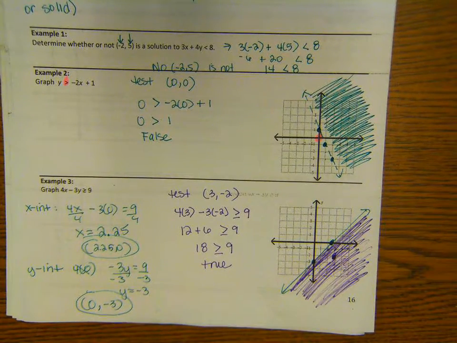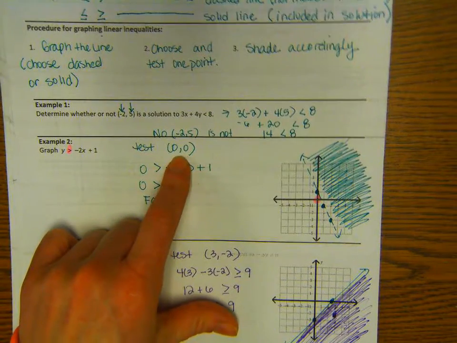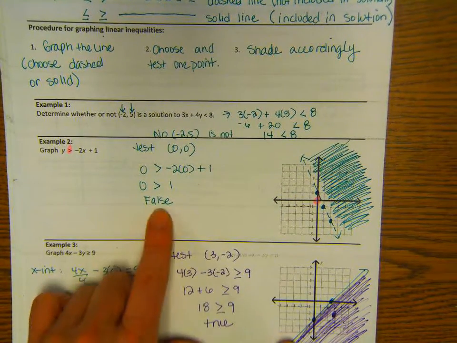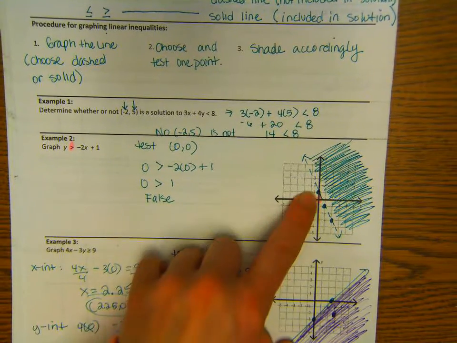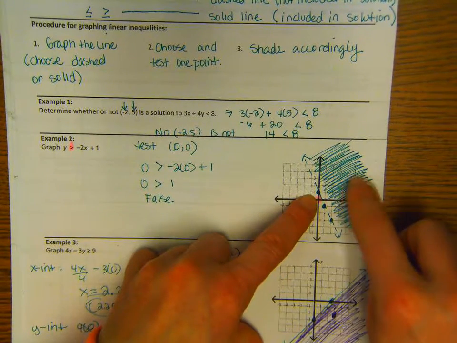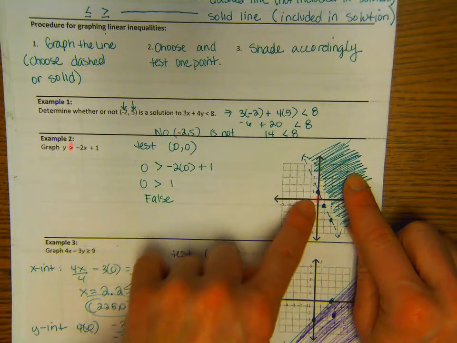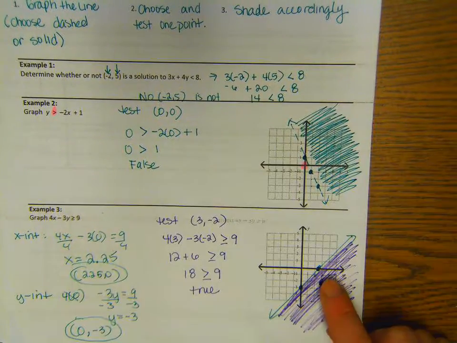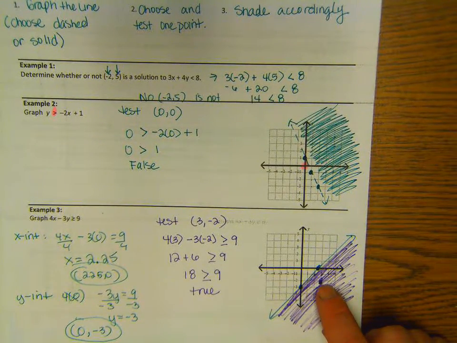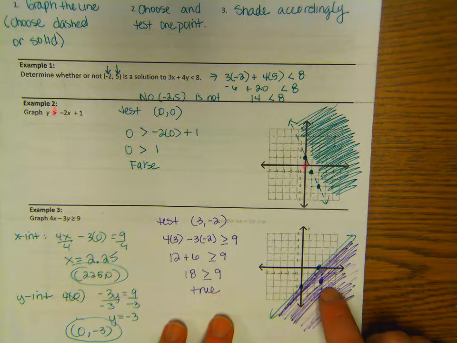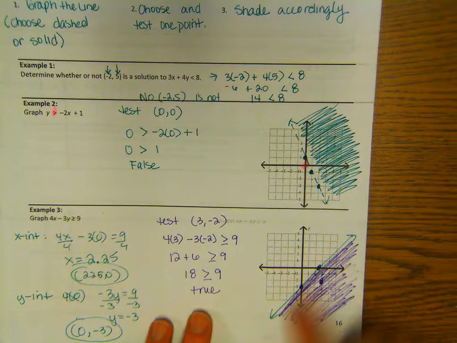So once again, let's review the test point. If the test point, like above, does not make the inequality true, you want to shade on the other side. That means that this is not the solution. If the test point does make the inequality true, that means the side of the line that you are currently on is the solution side, and so you would shade this side of the line.